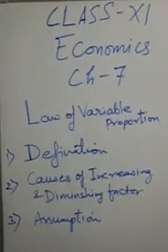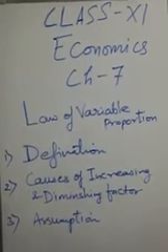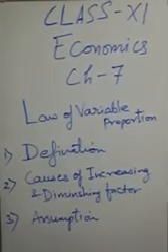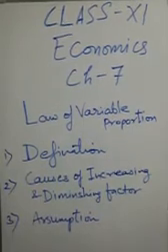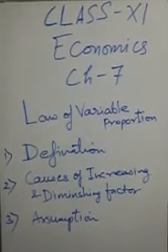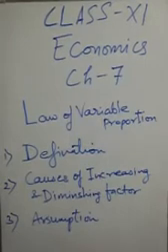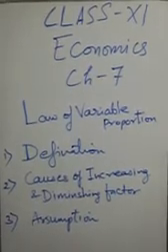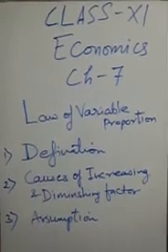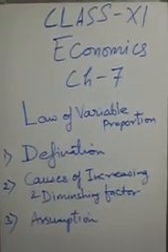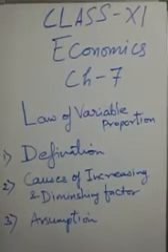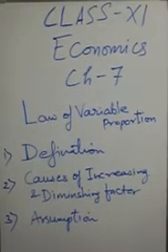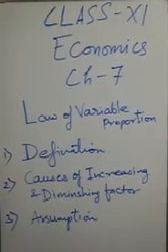The law of variable proportion states that as more and more of the variable factor is combined with the fixed factor, the marginal product of the variable factor may initially rise, but eventually a situation must come when the marginal product of the variable factor starts declining. Marginal product may ultimately become zero or even sometimes negative.